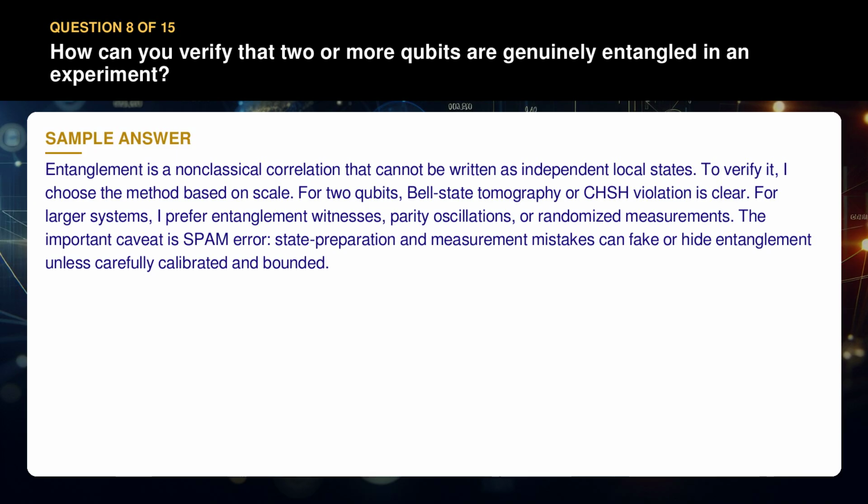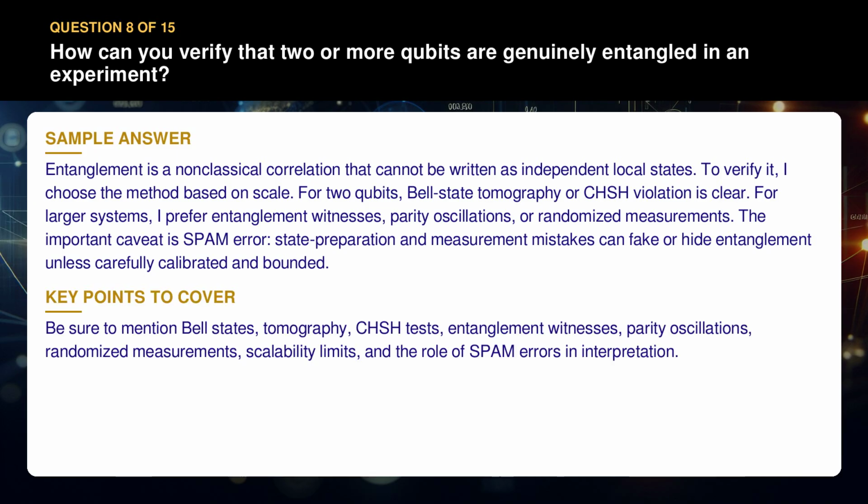The important caveat is SPAM error. State preparation and measurement mistakes can fake or hide entanglement unless carefully calibrated and bounded. Be sure to mention Bell states, tomography, CHSH tests, entanglement witnesses, parity oscillations, randomized measurements, scalability limits, and the role of SPAM errors in interpretation.